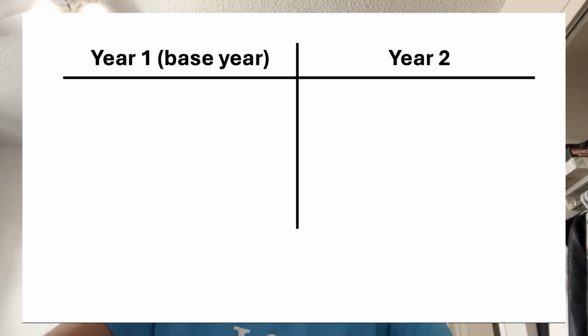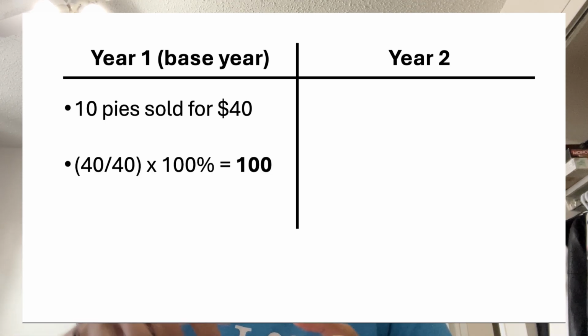So let's say in year one, 10 pies were sold for a total of $40. Now to calculate the CPI of that year, we would divide 40 by itself, which is the amount that it was sold for in the base year, multiplied by 100%, which gives us 100. And the CPI of the base year is always 100, no matter the cost.